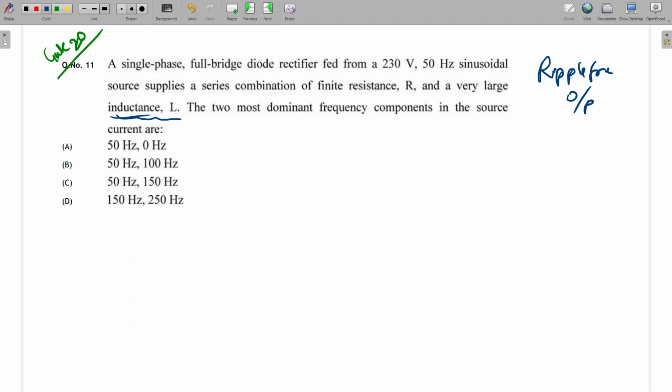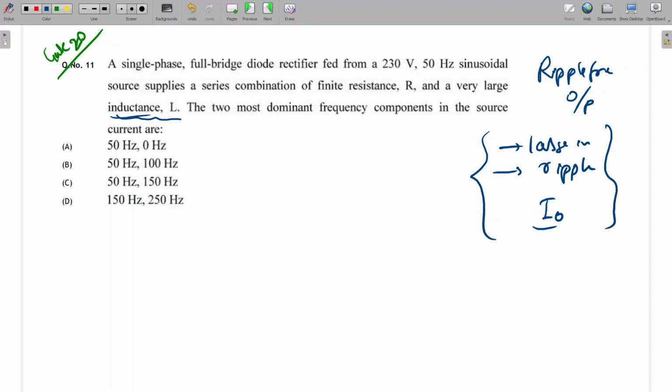So if this thing is written as large inductance or ripple free, it means that the output current is constant. Okay, constant. So what will be the dominating frequency component? Can anyone reply? Already we have done the Fourier analysis. See, D, sir. No, think again.